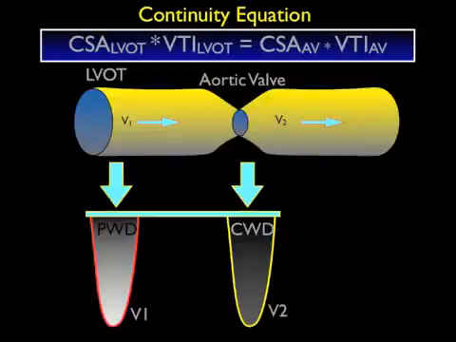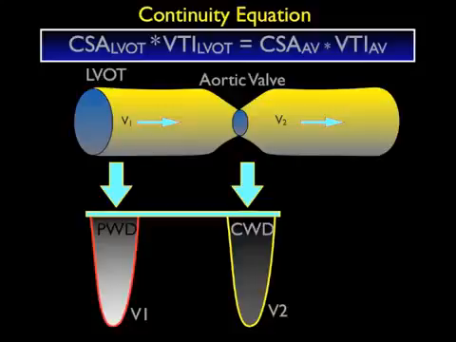The continuity equation serves to express the relationship between flow over time in a closed system. Assuming there are no leaks in a fluid system, the volume traveling through one part of the system must be equal to that going through an adjacent part of the system at all times.